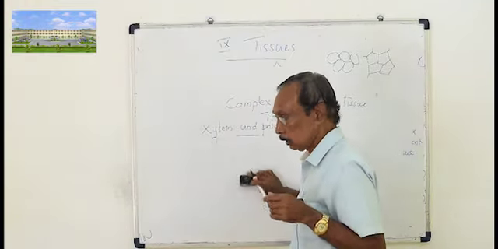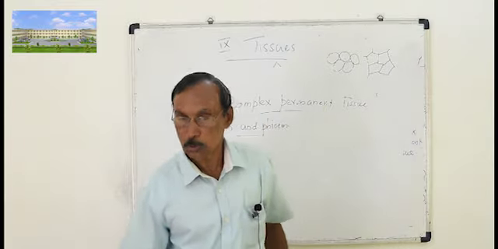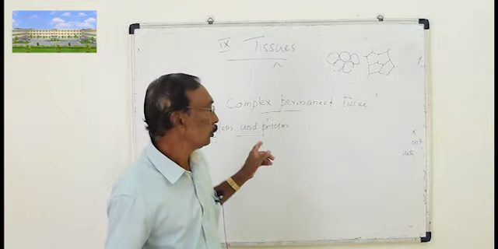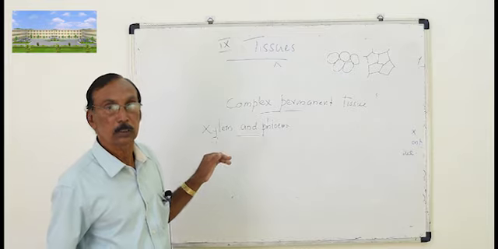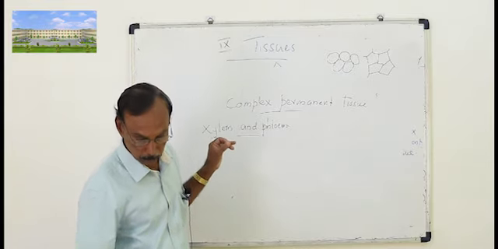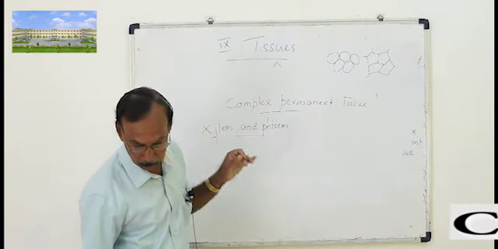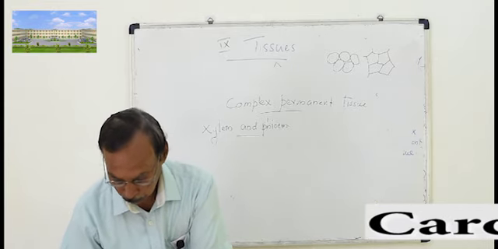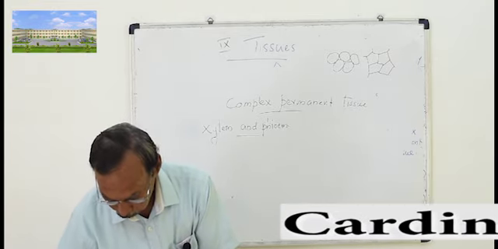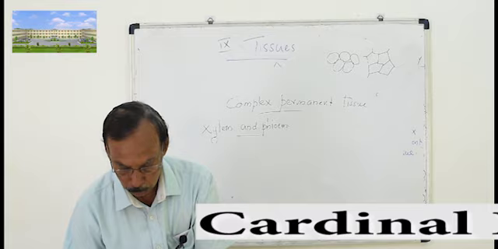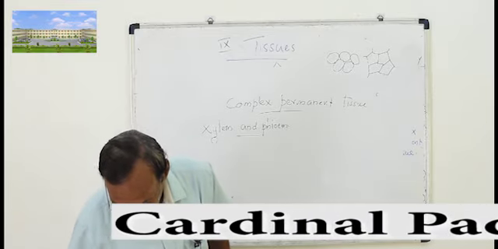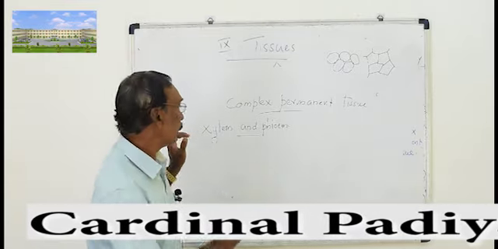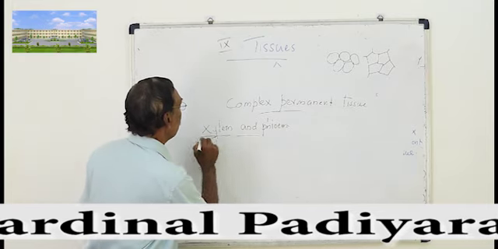What is the function of xylem? It is conducting, transporting water from the root to the leaves. And the phloem, the function is transport of food, which you already studied in lower classes. So xylem is made up of 4 different types of cells. Actually, it is a complex tissue because it is made up of different types of cells.